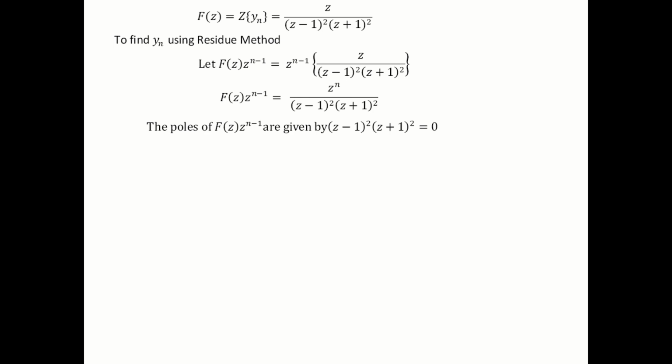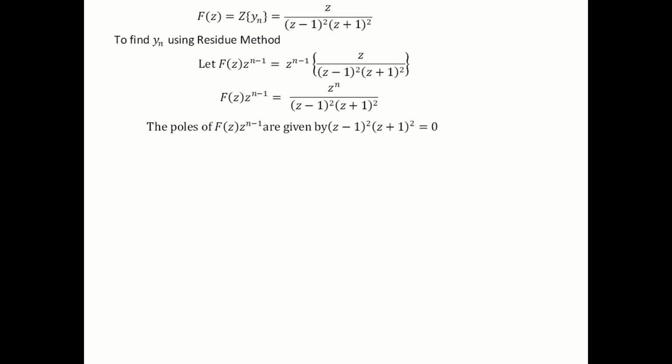Now we have to find the poles of F(z) z^(n-1). That is nothing but taking the denominator on the right-hand side equal to 0. So (z-1)² = 0 and (z+1)² = 0. (z-1)² = 0 means z = 1, a pole of order 2. And (z+1)² = 0 means z = -1, which is also a pole of order 2.